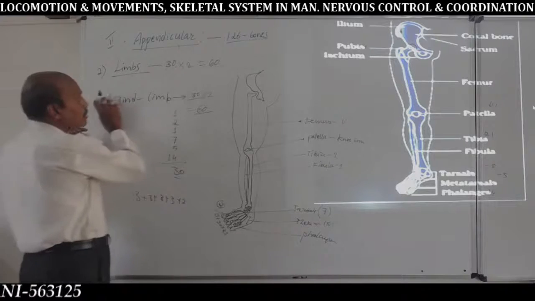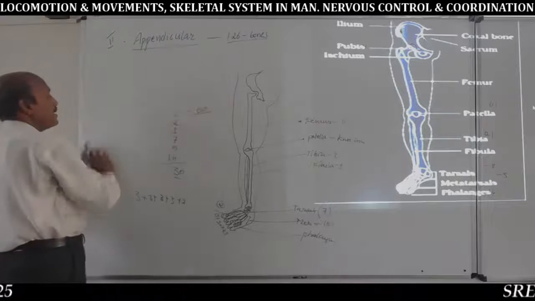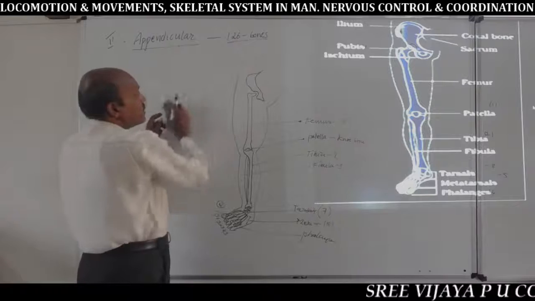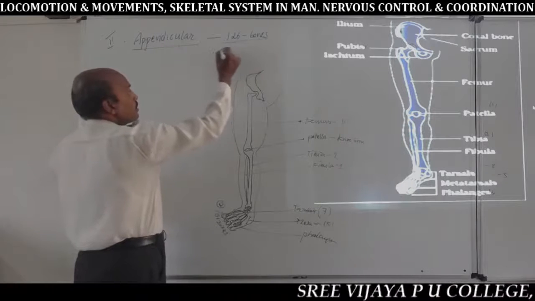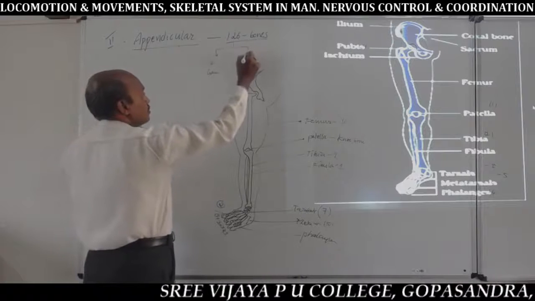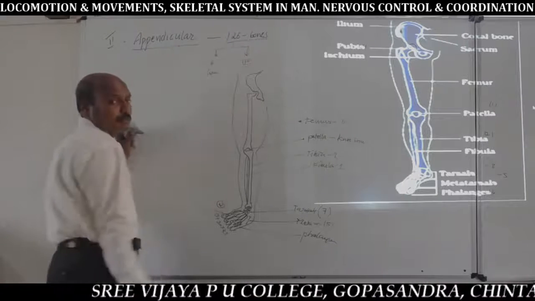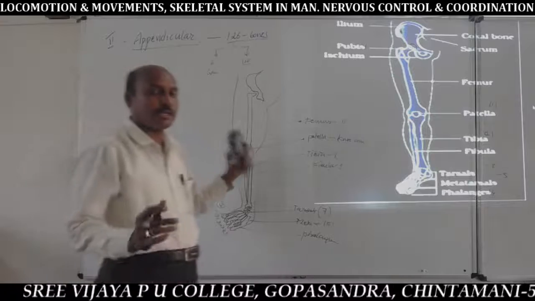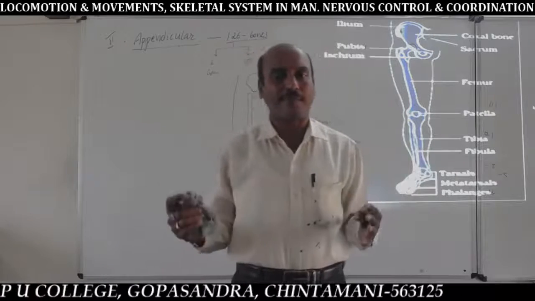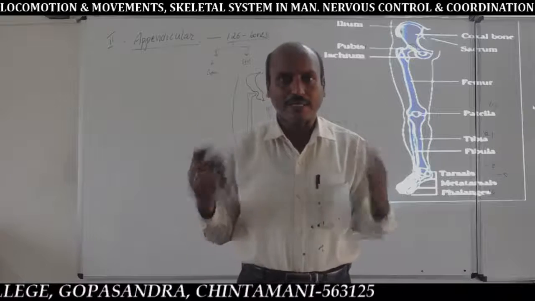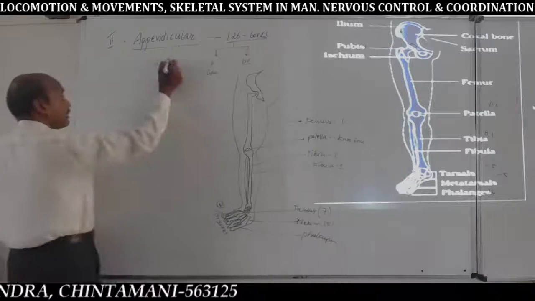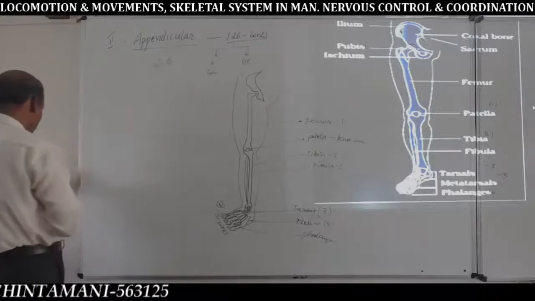So the total bones present in the appendicular skeleton are 126. Out of 126, 6 are the girdle bones and 120 are the limb bones. So till here are the parts of the human skeletal system, the bones of the human skeletal system. Totally 206 bones in the adult body.